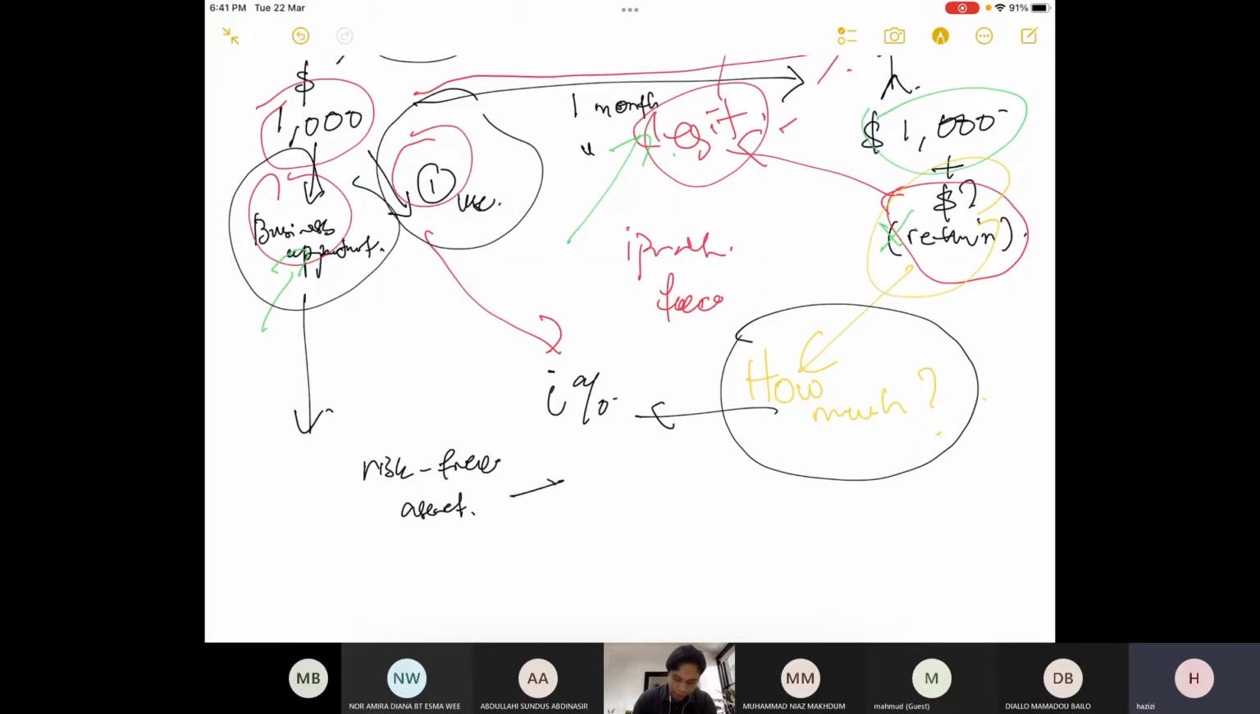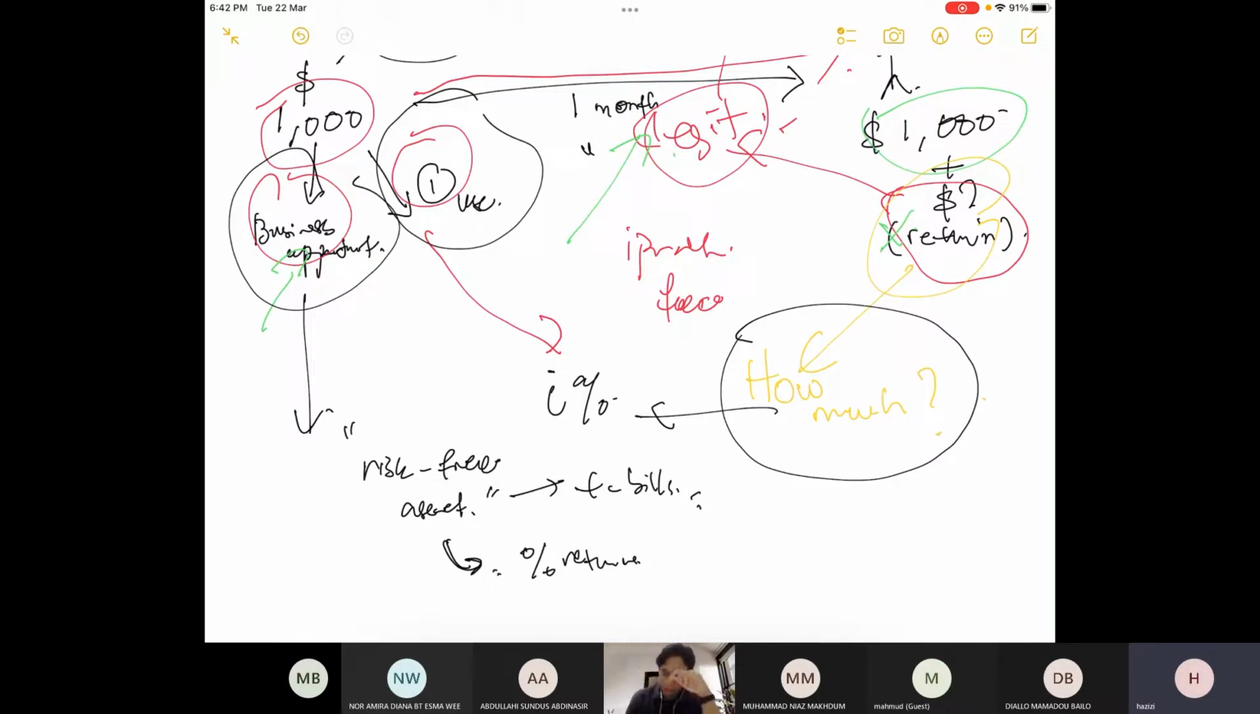You have the government bonds, the T-bills, etc. You will get to know this later. So let's say I don't give the 1,000 to you, and I invest it in the so-called risk-free asset. Risk-free asset means there's very limited, if not none, risk attached to that investment, meaning that for sure, in the next 1 month, I will get my 1,000 back, plus some return for this risk-free asset.